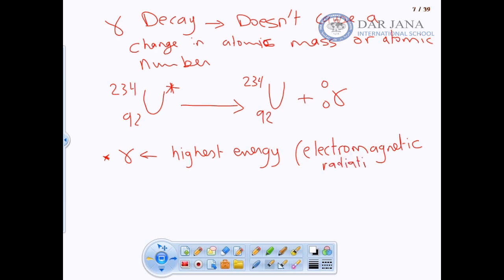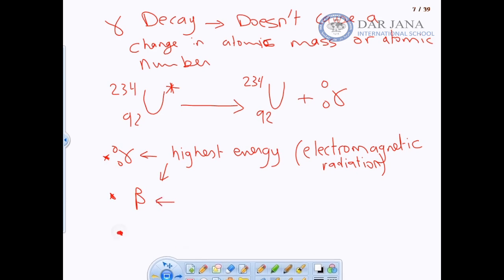and that's why it doesn't cause a change in atomic mass and atomic number, because it has no mass and no charge. Then going down in energy, we have beta, then the least energetic is the alpha. These two are particles with mass and charge, and electromagnetic radiation is a photon, and this one is the least energetic.